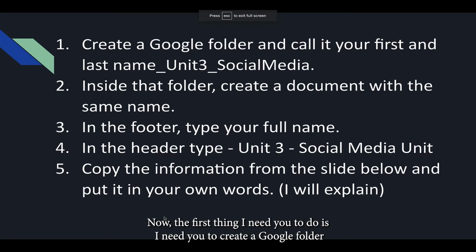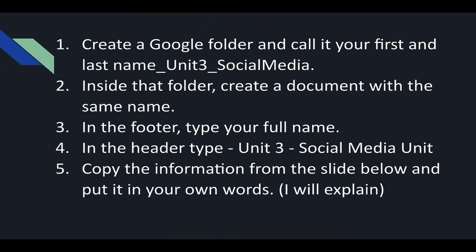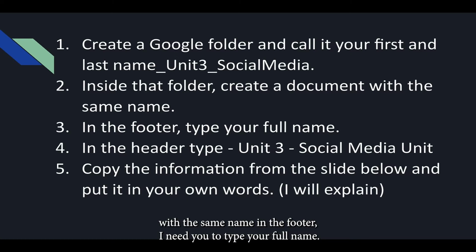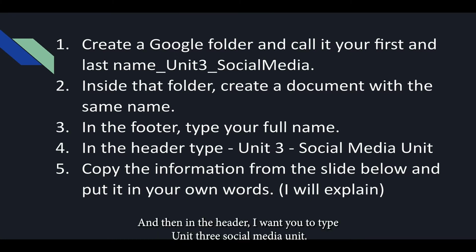Now, the first thing I need you to do is create a Google folder, and you need to call it your first and last name, underscore unit 3, underscore social media. Inside that folder, I need you to create a document. If you create a Google Doc with the same name, in the footer, I need you to type your full name. And then in the header, I want you to type Unit 3 Social Media Unit.